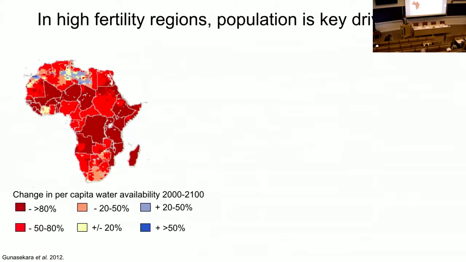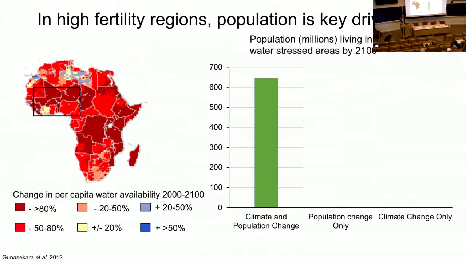So here we see the change in per capita water availability in the year 2100 compared to the year 2000. So the red is indicating where there's going to be a decrease in water availability. The blue is indicating where there's going to be an increase in water availability, and the tan, there's relatively little change. So if we zoom into the harder hit area of West Africa, we can see that due to both climate and population change, there's going to be about 645 million people living in water-stressed areas by 2100.